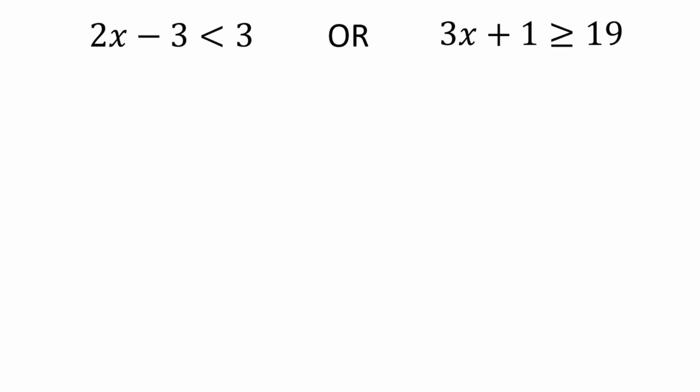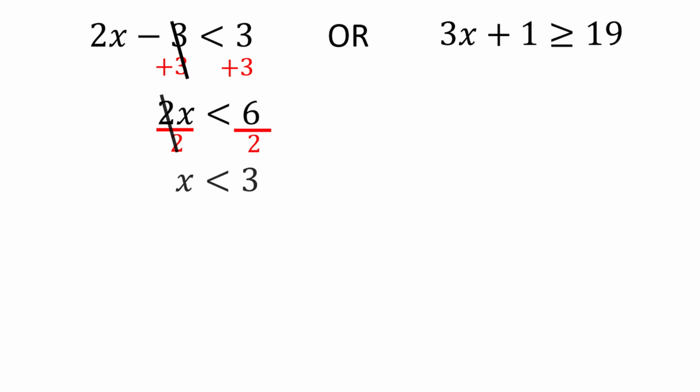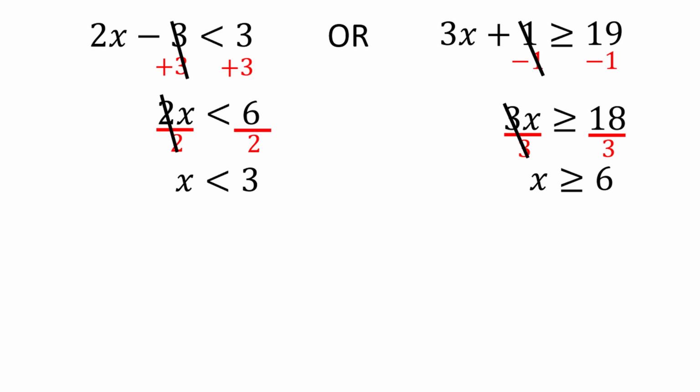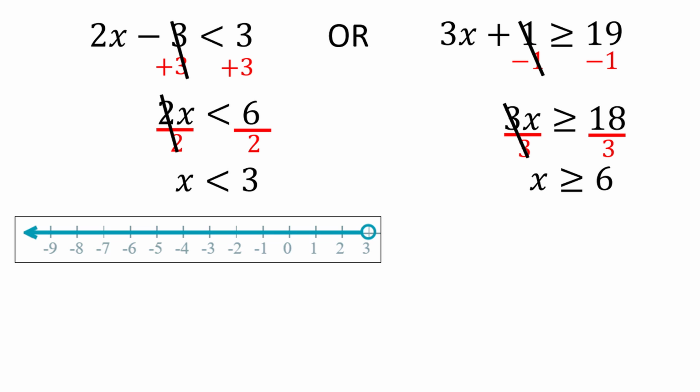Let's try another one. We have 2x minus 3 is less than 3, or 3x plus 1 is greater than or equal to 19. Adding 3 to both sides on the left inequality, we have 2x is less than 6. Dividing by 2, we have x is less than 3. Subtracting 1 from the right inequality, we have 3x is greater than or equal to 18. Dividing by 3, we have x is greater than or equal to 6. Here is the graph of x is less than 3. Here is the graph of x is greater than or equal to 6.